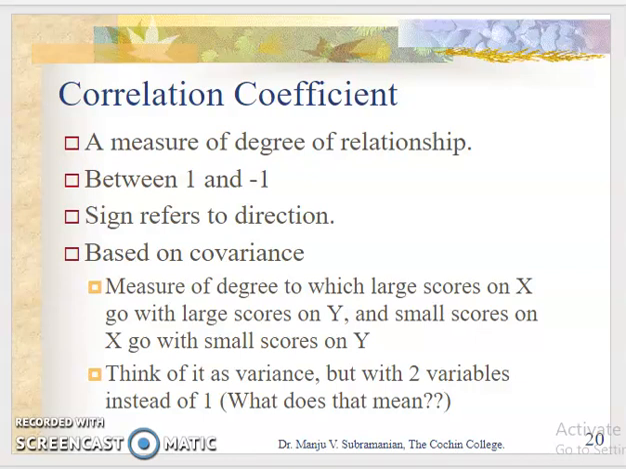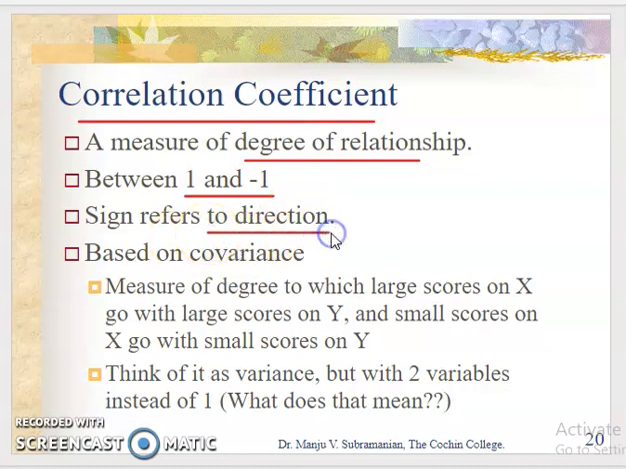Welcome back, students. We will be continuing with the correlation part and the term called the correlation coefficient. The correlation coefficient is a measure of the degree of relationship. In correlation we are able to measure the degree of relationship between the variables, and this lies between 1 and -1, and the signs refer to the direction. If it is positively directed, it will be a positive value, and if it is negatively related, it will be a negative value.